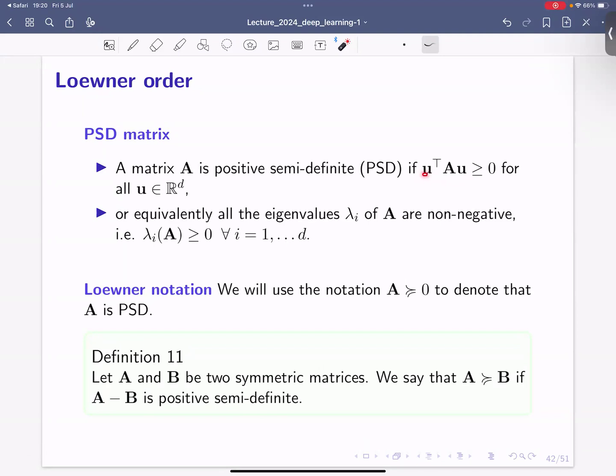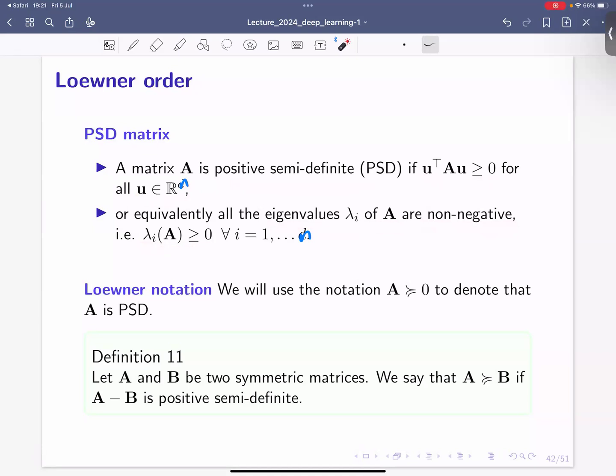And again, U transpose A will be a vector, right? So U is an n-dimensional vector. Let me change this d to n, because I used n before. So when we do U transpose A U, essentially we are asking that this is always positive for all vectors U. And this is a so-called positive semi-definite matrix. Equivalently, this is saying that the eigenvalues of our matrix are also non-negative, for all the eigenvalues.